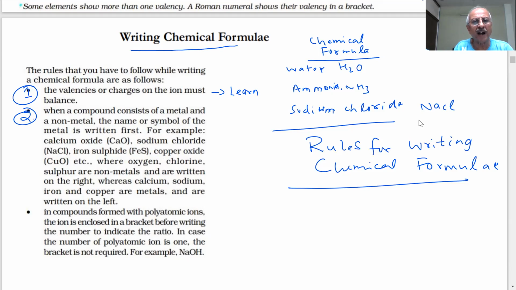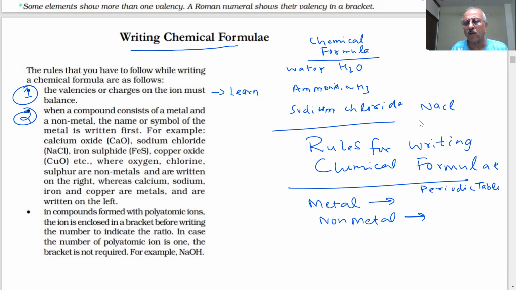Second, when a compound consists of a metal and a non-metal, did I teach you what is a metal and what is a non-metal? Yes, sir. What is a metal? Sir, a metal is lustrous, malleable, ductile, and a good conductor. We must know in the periodic table where the metals are located. Metals are electropositive. They will lose electrons. And non-metals are electronegative. They will gain electrons.